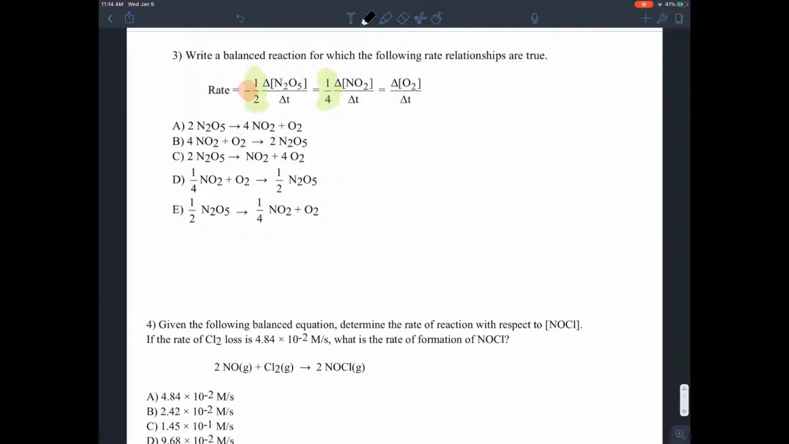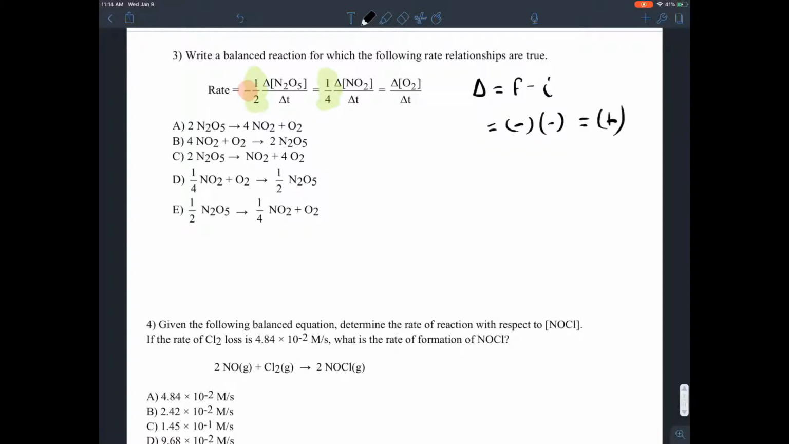because a delta represents final minus initial, and in a normal chemical equation, our reactant concentration is going to decrease over time, meaning our final concentration will be less than what our initial was, which would yield a negative number. Now that negative on the outside offsets that, and we're left with a positive value. So just some review from the previous video.